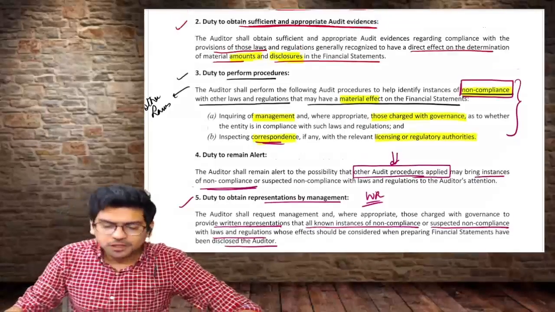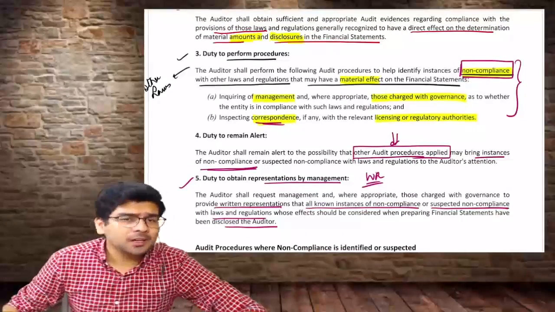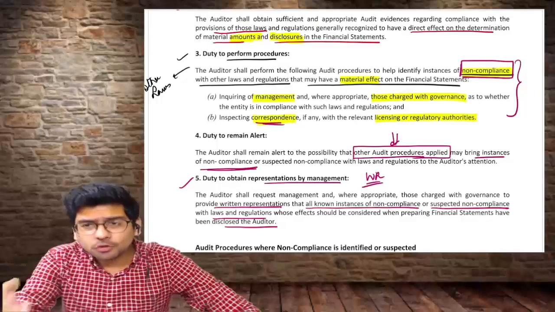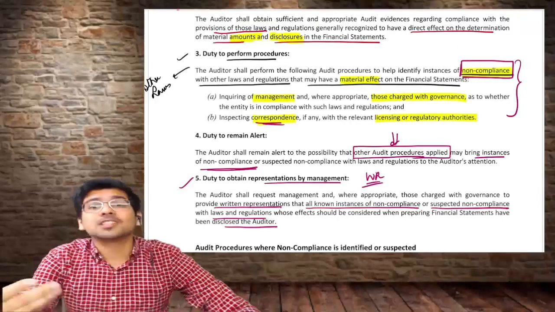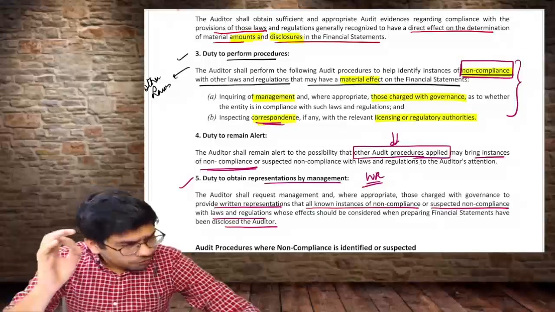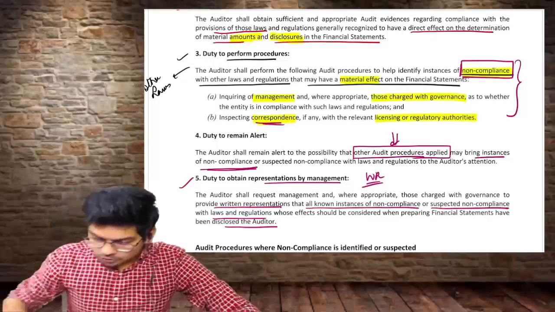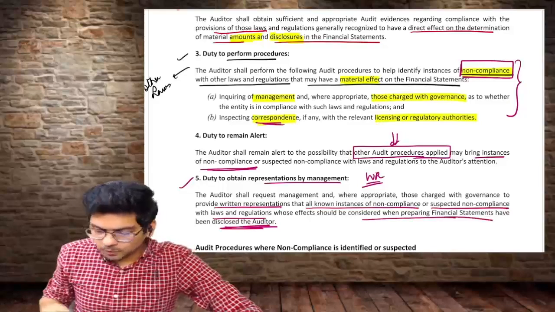So this is also one of the considerations: the auditor needs to obtain written representations from the management that they have disclosed to him all the instances of non-compliances or suspected non-compliances of those laws and regulations which might have an impact on the financial statements, which should be considered when preparing financial statements.